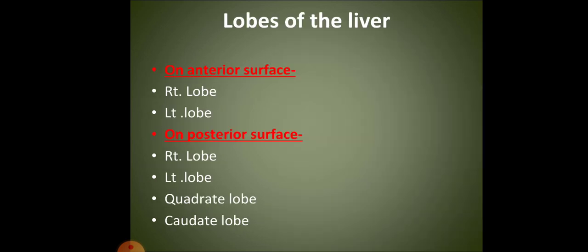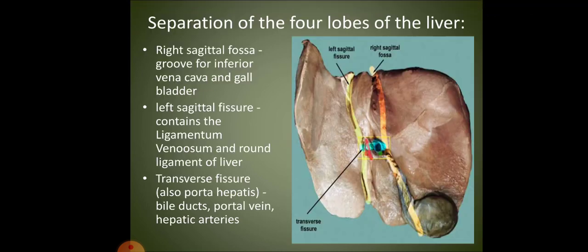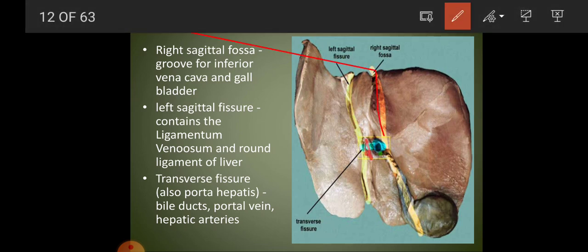Then the lobes of the liver. On the anterior surface we have two lobes, the right and the left lobe, and on the posterior surface we have four lobes: the right, left, quadrate and caudate lobe. So the separation of the four lobes on the posterior surface of the liver is because of the right sagittal fossa. The right sagittal fossa contains the groove for the inferior vena cava above and the fossa for the gallbladder.